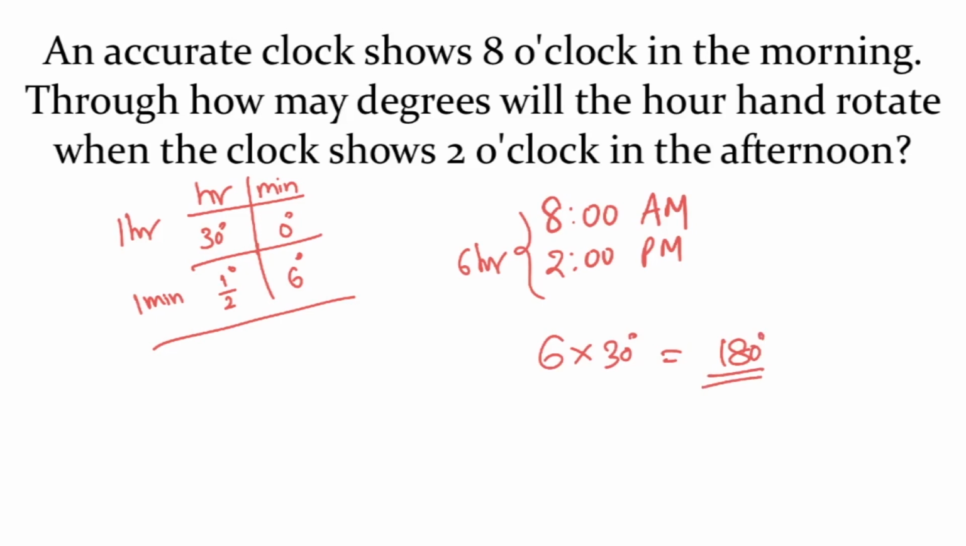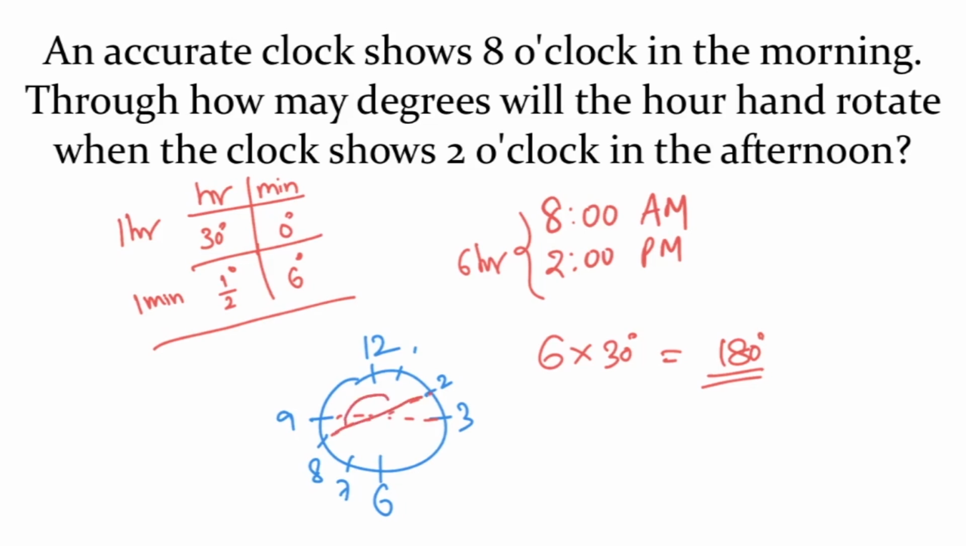Or you can imagine the situation. 6 o'clock, 3 o'clock, 9 o'clock, 12 o'clock, 2, 1, 8, 7. 9 and 3 are opposite. 2 and 8 are opposite. Between 8 o'clock and 2 o'clock, it completes 180 degrees.